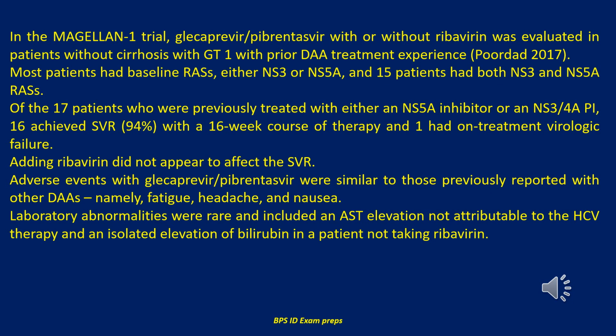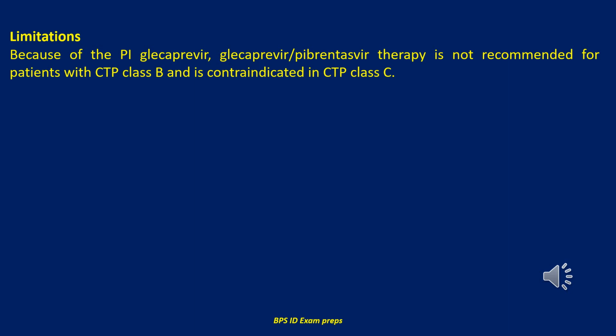Adverse events with glecaprevir plus pibrentasvir were similar to those previously reported with other DAAs, namely, fatigue, headache, and nausea. Laboratory abnormalities were rare and included an AST elevation not attributable to the HCV therapy and an isolated elevation of bilirubin in a patient not taking ribavirin. Regarding the limitations of this combination, because of the PI, glecaprevir plus pibrentasvir therapy is not recommended for patients with CTP class B and is contraindicated in CTP class C.